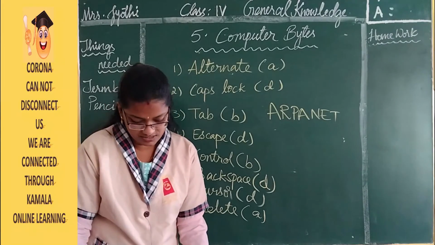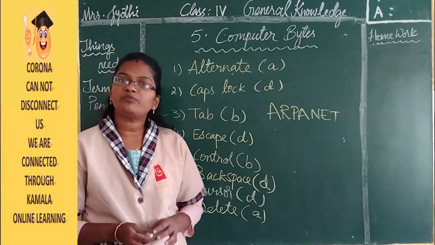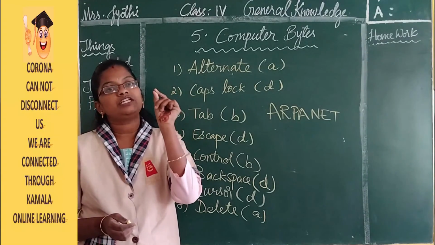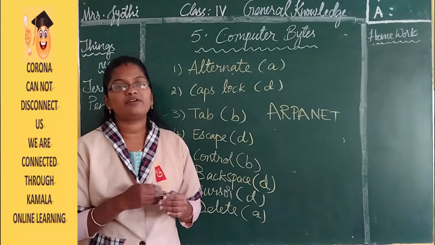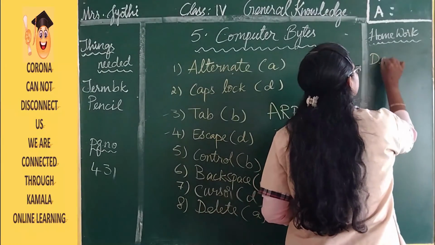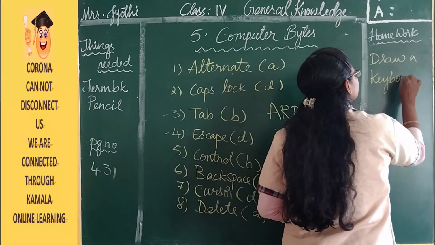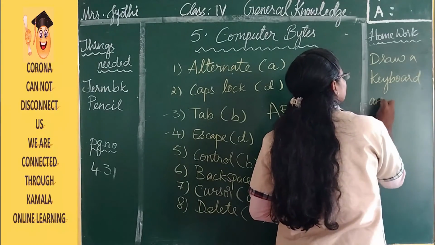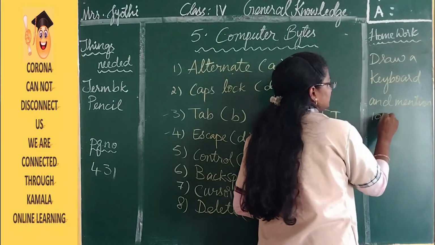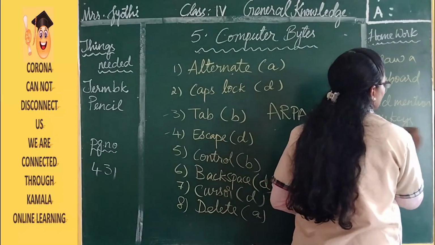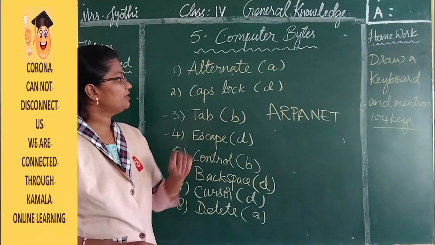Now your homework is to draw a keyboard from your computer textbook and mention all the keys. All 104 keys that are present, you have to mention. Okay. Mention all the 104 keys on it. So that will be your homework.